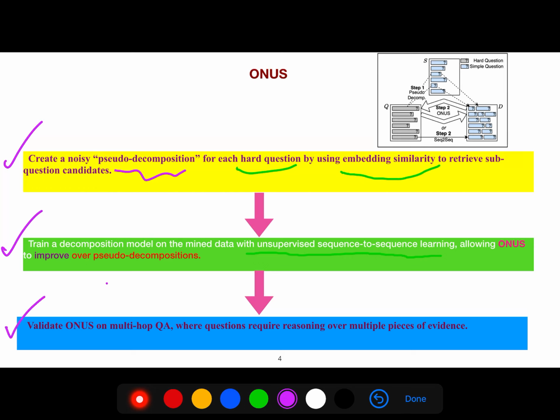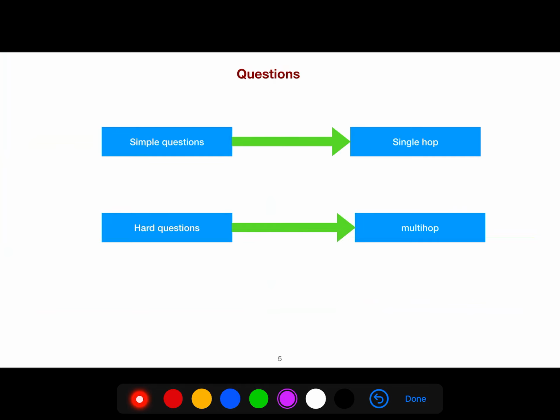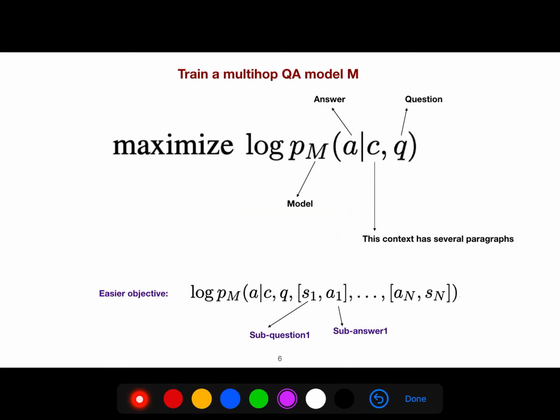And finally, you validate ONUS on multi-hop question answering, with questions that require reasoning over multiple pieces of evidence. Simple questions go to single hop. We know it's so easy. Everybody can do it. But for hard questions, we give them to a multi-hop module. So it's a multi-hop problem. When I say hard question, I mean it needs multi-hop investigation.